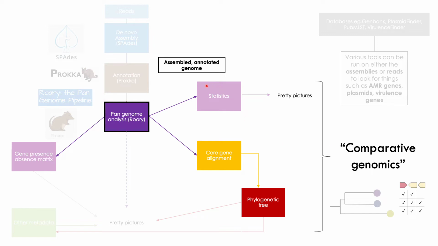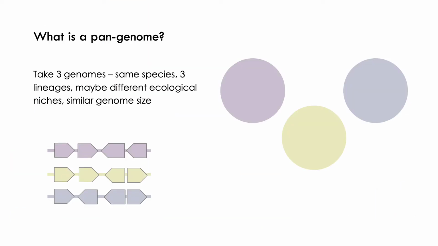And finally, we get some statistics outputs as well, which will tell us a bit about the evolution of the species or the strain or whatever level that we're comparing. And again, from all of these, you can get some pretty pictures. So I'll go into a bit more detail now about what a pangenome is, how we get this core gene alignment, and some of the pretty pictures that you can make, because Florent will talk about this later as well.